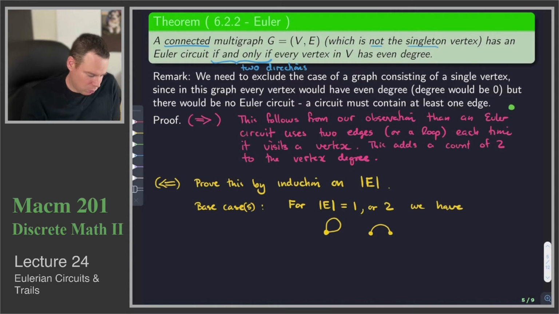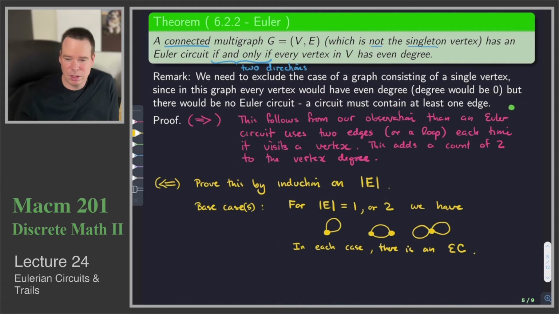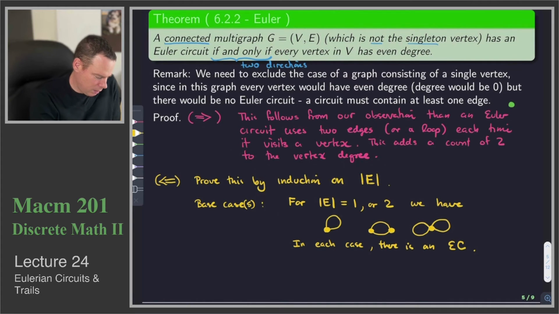But we can have this situation with two vertices. It's just that in this case, we'd need two edges in order to make sure that they both had even degree. How else could we have two edges in a graph that's connected and every vertex has even degree? Well, we could have a single vertex with two loops on it. In each case, there is an Euler circuit, and I'll just abbreviate that by EC. So in each case, there's an Euler circuit. So now we'll go ahead and we'll write down our induction hypothesis. Assume the result is true.